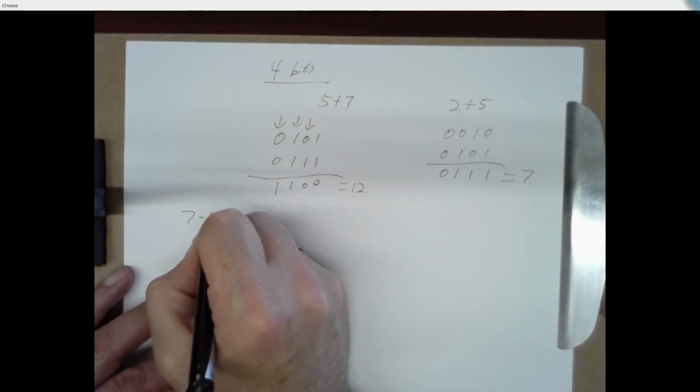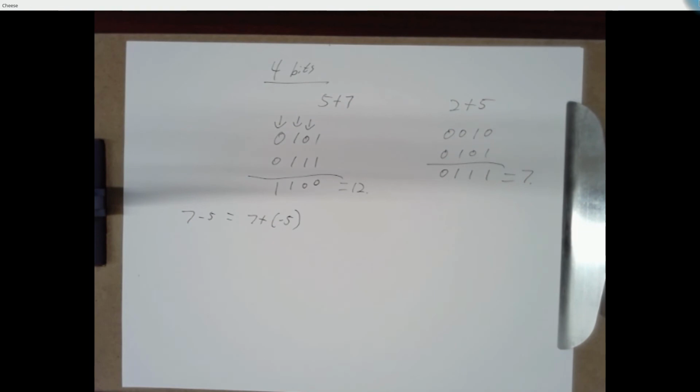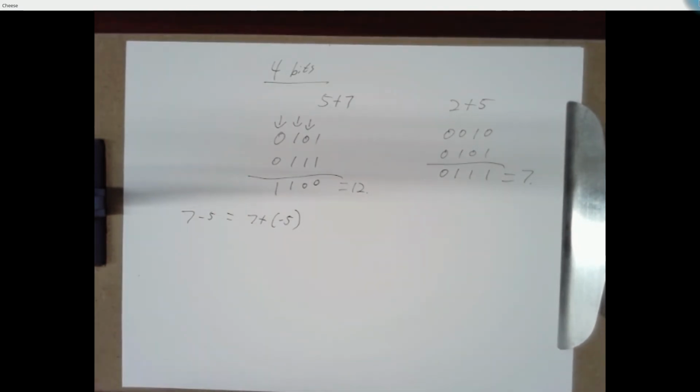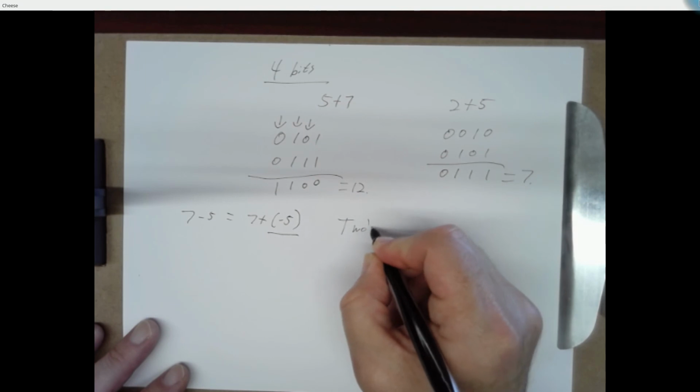If we wanted to compute 7 minus 5, that's actually 7 plus negative 5. And if we had a way to represent negative 5, we could use our same knowledge of addition and just add 7 and negative 5, and that would give us what 7 minus 5 is. So we want a way to represent negative numbers. Again, there's lots of ways we can do this, but there's one particular way which is very useful, and this is called 2's complement.